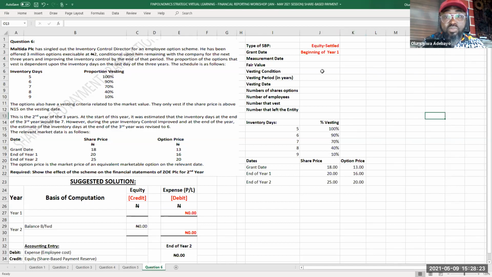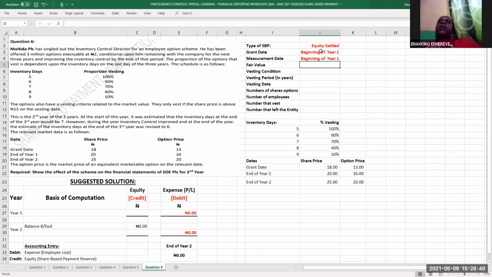Yes. Okay, measurement date for employee is same as the grant date. What is the fair value? The value is 13 naira. Why is it 13 naira? Because it says that is the option price.